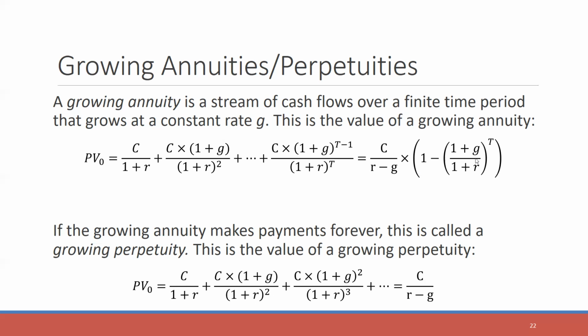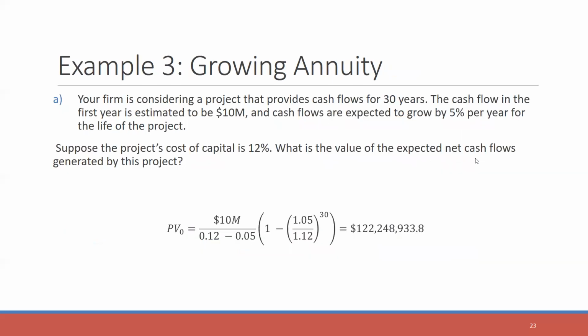The smaller you shrink that denominator, and the way you shrink it is with a larger growth rate, R minus G, G gets bigger, denominator gets smaller, the whole fraction gets larger. So this is the intuition. Let's do some examples. A growing annuity.